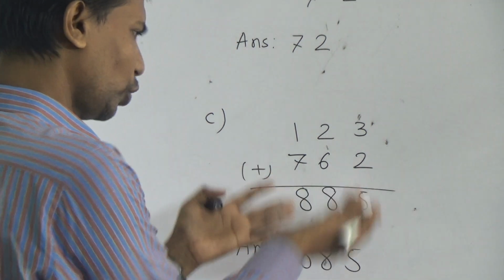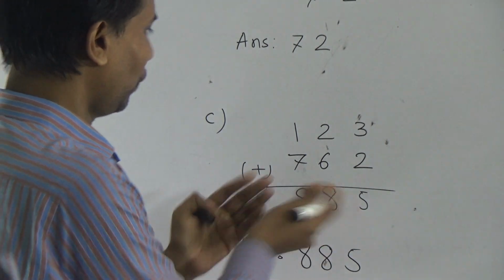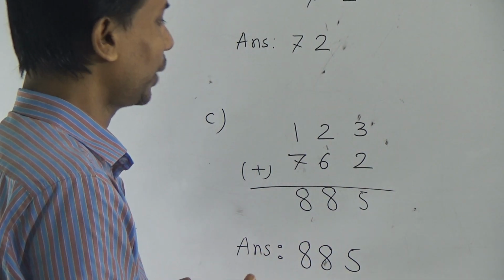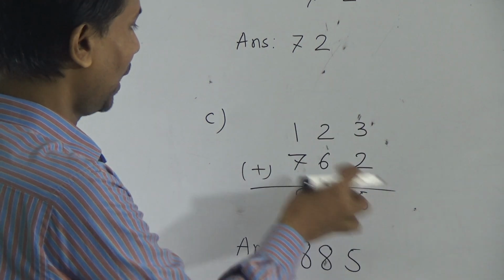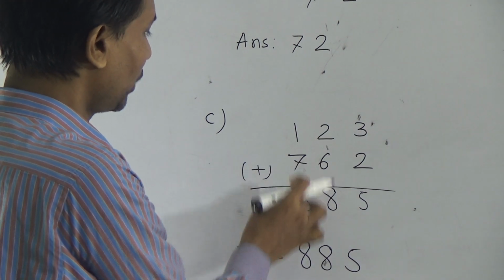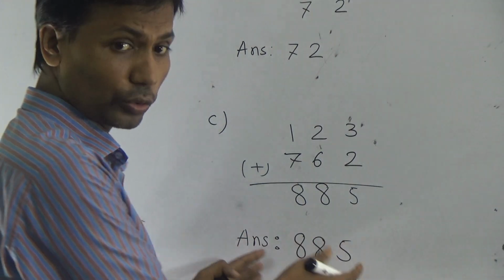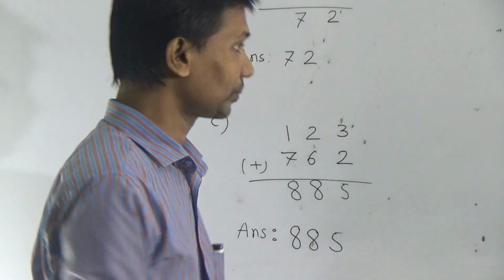This is so much easier for you. This is addition without carrying. 3 plus 2, 5. 6 plus 2, 8. 7 plus 1, 8. Don't forget to write the answer.